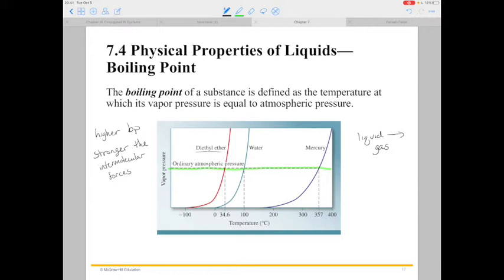So let's look at these compounds here and draw them out. Diethyl ether isn't one that you would know off the top of your head, so let me give you the structure for that. H3C, CH2, O, CH2, CH3.